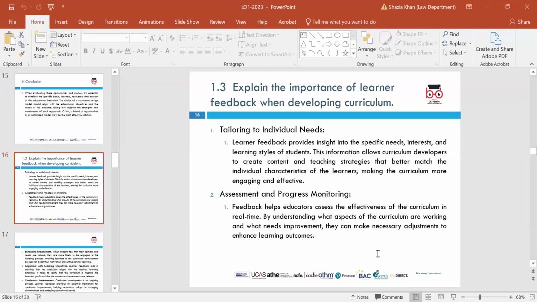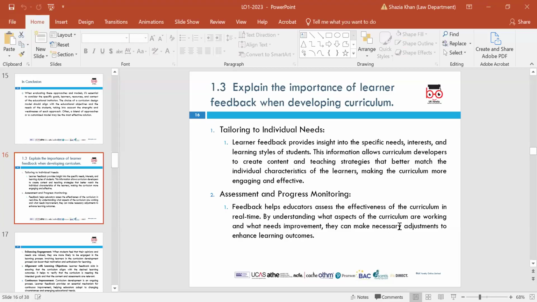1.3, explain the importance of learner feedback when developing curriculum. Effective feedback assists the learner to reflect on their learning and their learning strategies so that they can make adjustments to make better progress in their learning. Learning feedback is important for curriculum development because it provides teachers with evidence of students' progress and achievement, and this helps teachers make decisions about how to plan the learning program and how they can improve students' learning strategies.